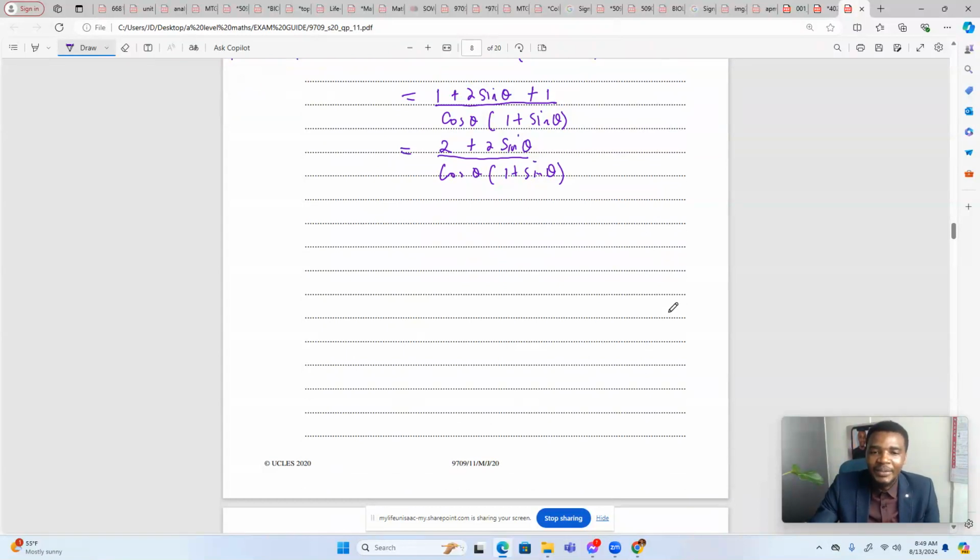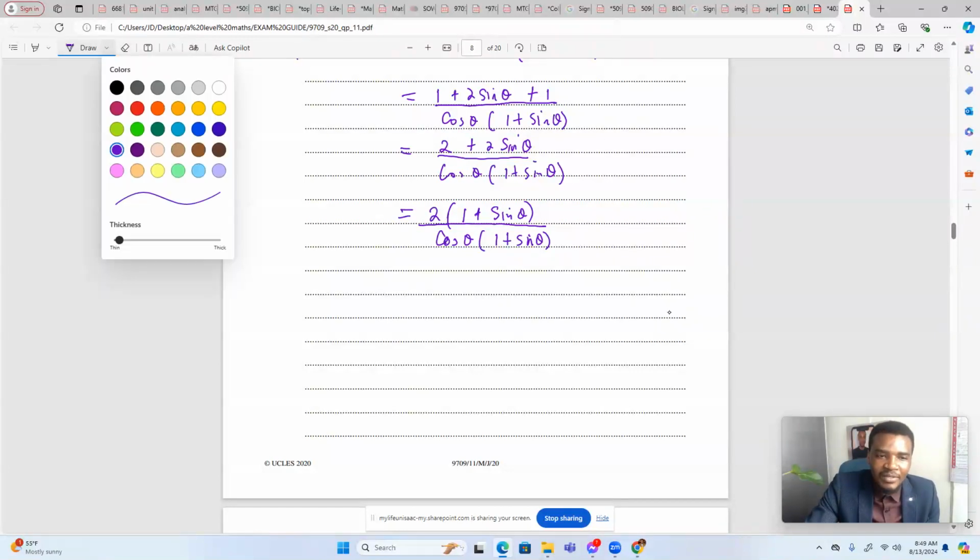So here we can see that 2 is the highest common factor on the numerator. So we can factor out 2. We factor out 2 and say 2 into 2, we get 1. And 2 into 2 sine theta, we get sine theta. All over cosine theta times 1 plus sine theta on the denominator.